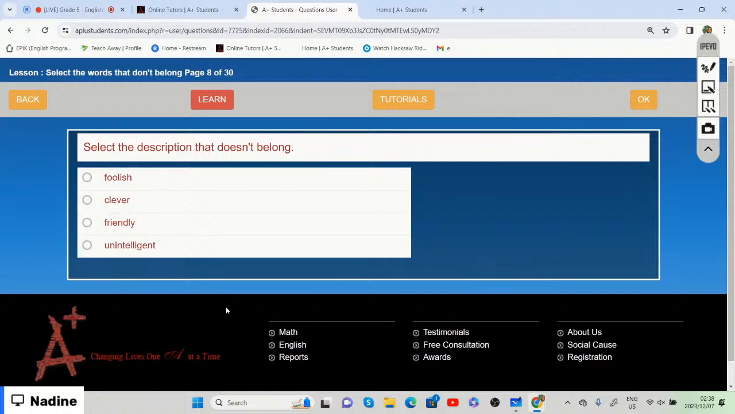All right, if we are going to select the word, or the description, that doesn't belong, we have foolish. It's like we are being silly. We have clever, we are like smart, friendly, you're being nice, and we have unintelligent, where you are not smart at all. So if we look at those descriptions, what is a word that does not belong?